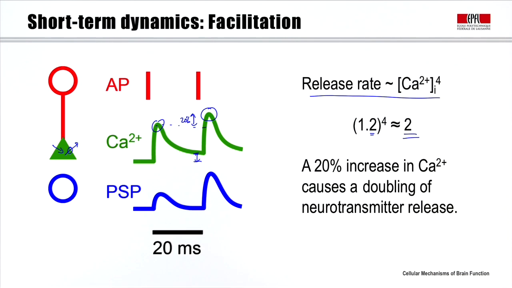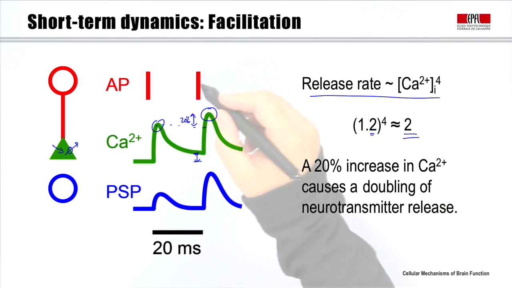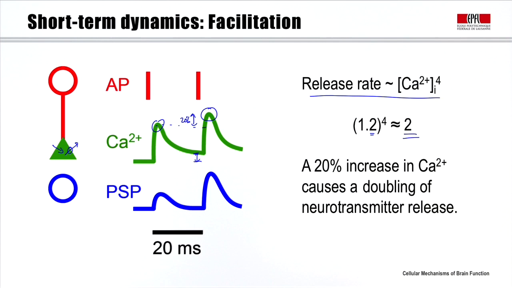The process of short-term facilitation is thought to be increased calcium signals that give rise to increased amounts of neurotransmitter release. And that's the process of short-term facilitation that typically lasts less than a second and is typically studied on the timescale of action potentials that are 10 milliseconds, 50 milliseconds, or 100 milliseconds apart.